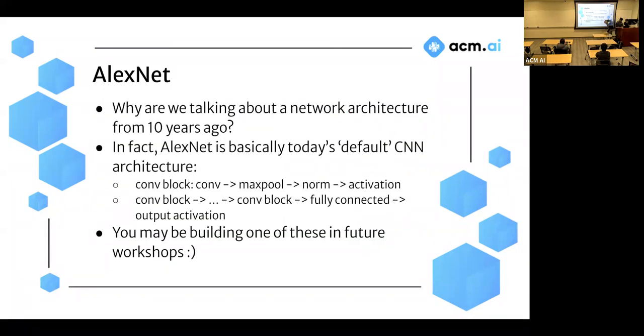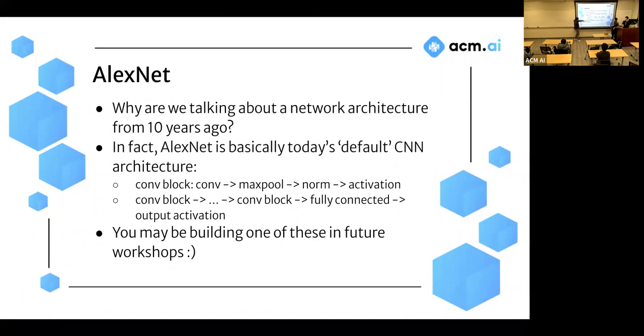So the question is, why are we talking about network architecture from 10 years ago? And that's because AlexNet is basically today's default CNN architecture. When we build a CNN with code in workshops 5, 6, and 7, that's basically what we're going to be replicating, but on a much smaller scale because we're working with a smaller dataset. But basically this idea of a convolutional network, max pooling, norm, and activation. The order of these has been changed over the years. People have argued, wait, should norm come before max pool? Should it come after max pool? Where should it be? It's changed a little bit, but this idea of conv, max pool, norm, activation, or conv with stride, norm, and activation has stayed, right?